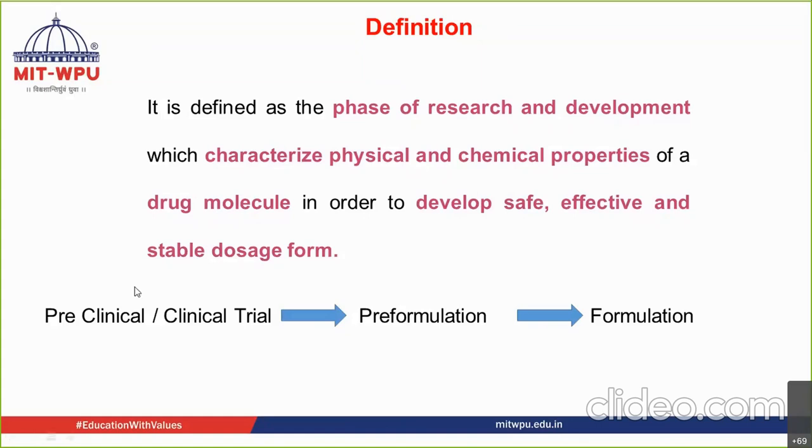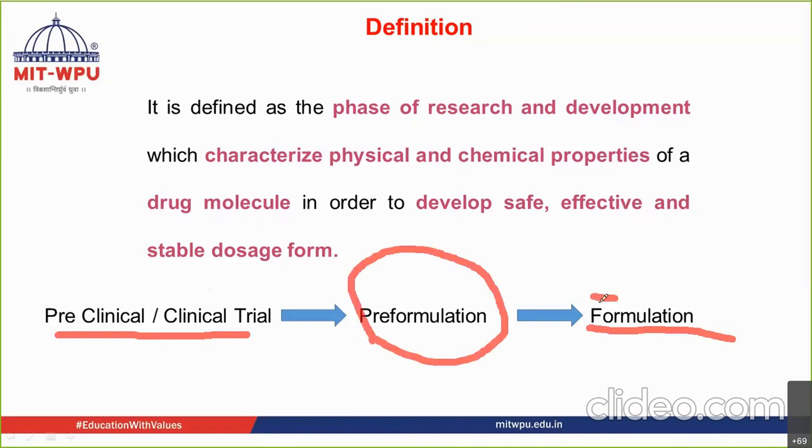Okay, so when does preformulation start? Preformulation starts immediately after the pre-clinical or clinical studies, and it is done before the formulation. What are the pre-clinicals and clinical trials? You must be hearing every day that the corona vaccine is in the pre-clinical trials or the clinical trial stage. After clinical and pre-clinical trials, the drug has to be formulated into a dosage form. So before formulating into a dosage form, you need to do the preformulation study. So it comes before the formulation and after the pre-clinical trials. Okay, got it?